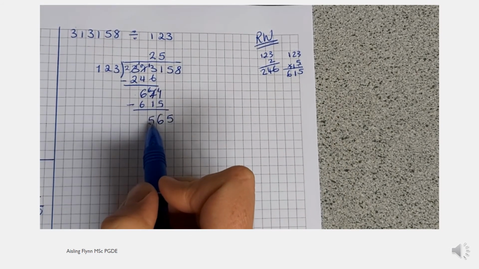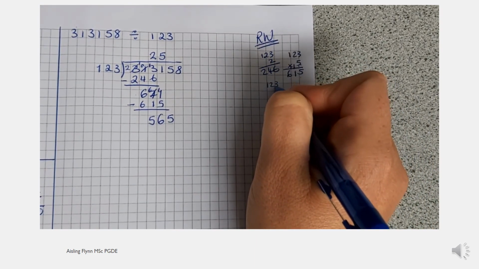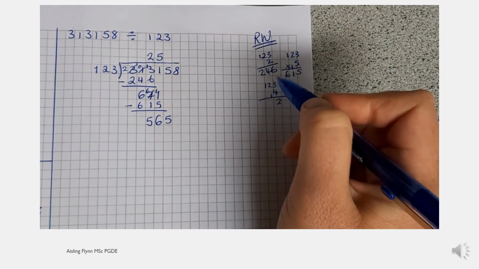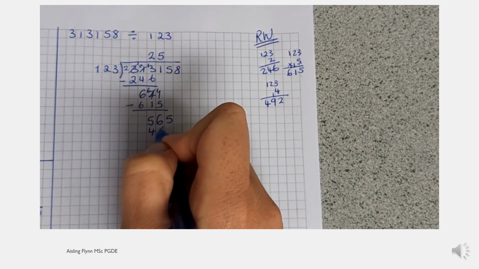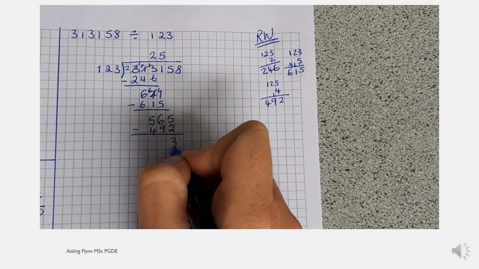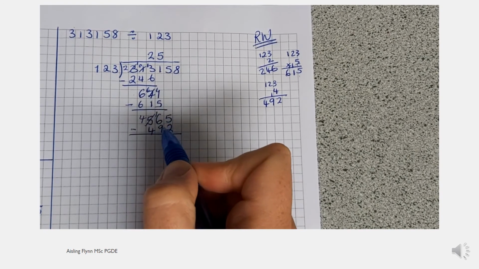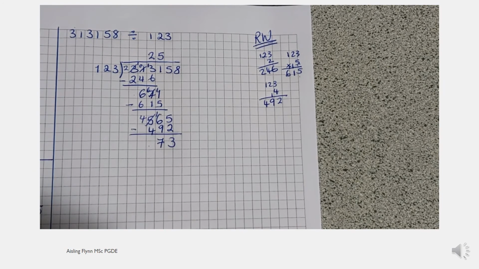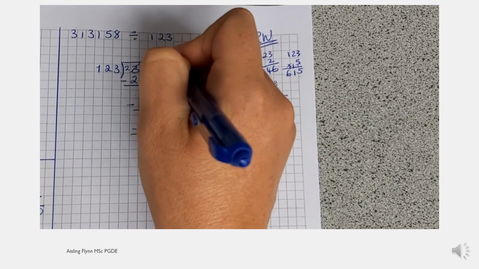So 5, we already have 5 times here. That's too big, so I'm guessing 4 times. 4 3s are 12, 2 and carry a 1. 4 2s are 8 and 1 is 9. 4 1s are 4. So 492, and we'll subtract this. 5 take 2 is 3. 6 take 9, we must borrow. 16 take 9 is 7. Okay, and 4 take 4 is nothing. Okay, almost there. We did 4 times there, so keep a track of it, don't forget.